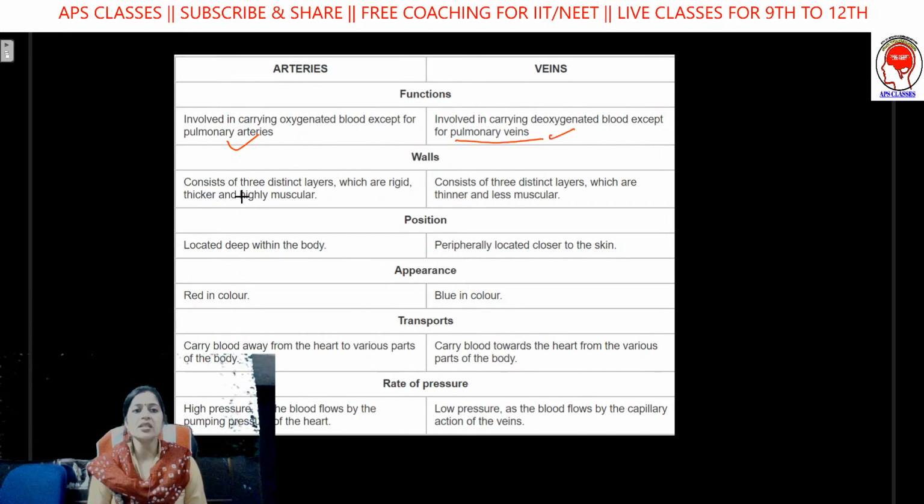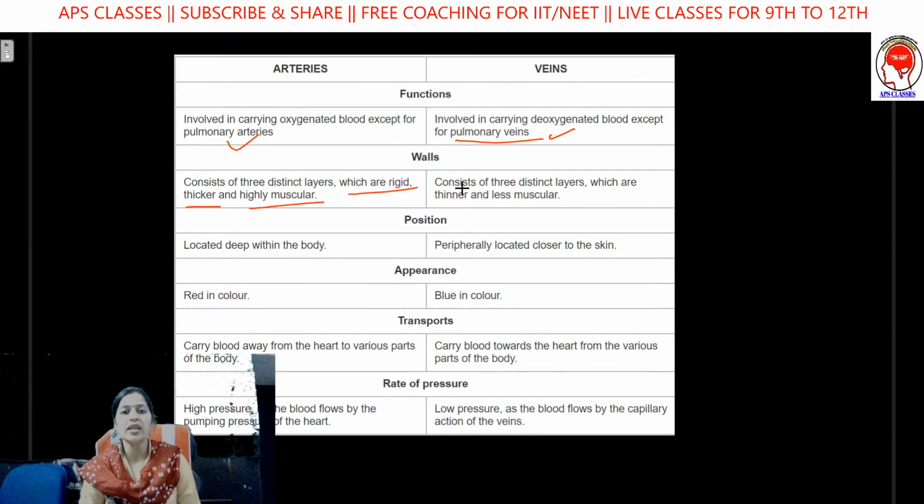Next is consists of 3 distinct layers. Arteries consist of 3 distinct layers, and these 3 distinct layers are rigid, thicker, and highly muscular. Whereas in case of the veins, they consist of 3 distinct layers which are thinner and less muscular. So this is the difference related with the walls.